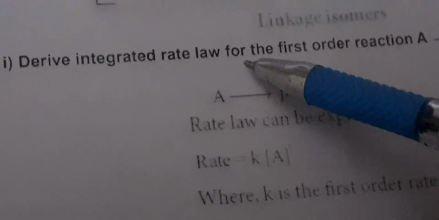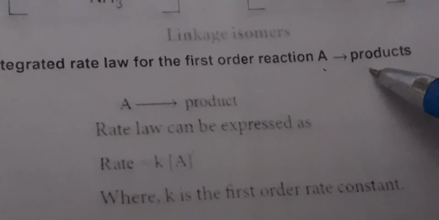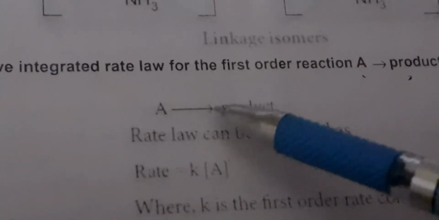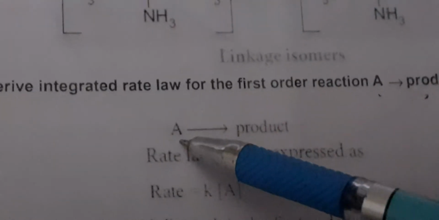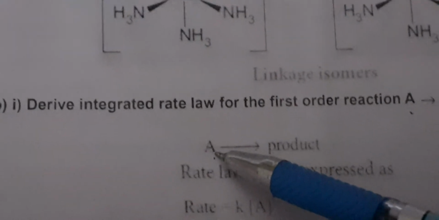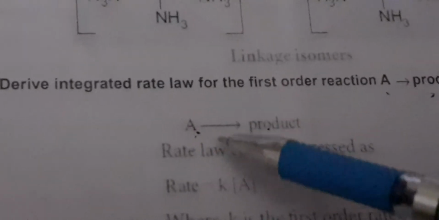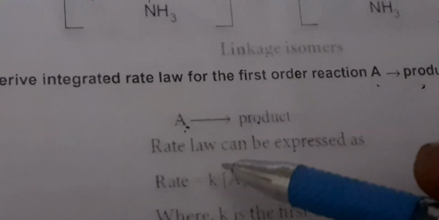So, derive the integrated rate law for the first order reaction A gives product. Students, here only one reactant is given, that is reactant A. This reactant undergoes reaction to give product. So, for this we can write the rate law.